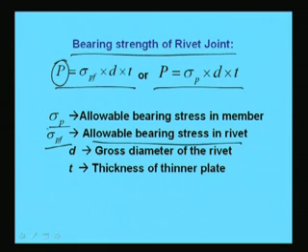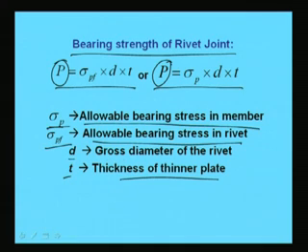Similarly, sigma P is the allowable bearing stress in the member. So, we can find out the bearing strength of the member, and t is the thickness of the thinner plate and d is the gross diameter of the rivet. Accordingly, we can find out the bearing strength of the rivet and bearing strength of the plate, and whichever is less will be the bearing strength of the joint, right.